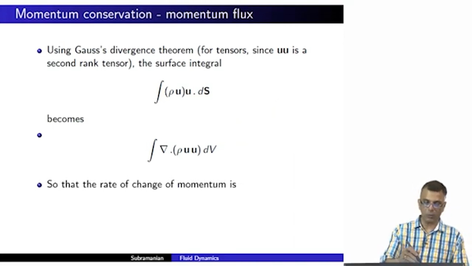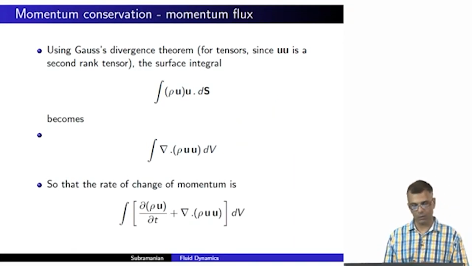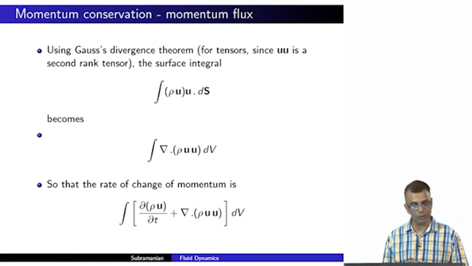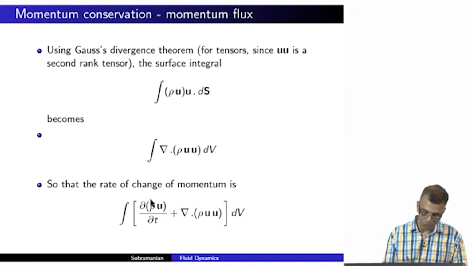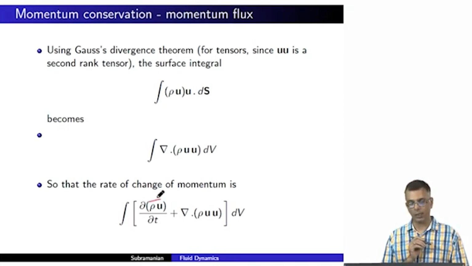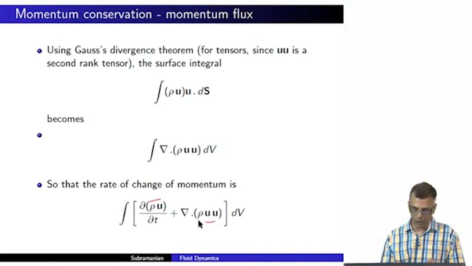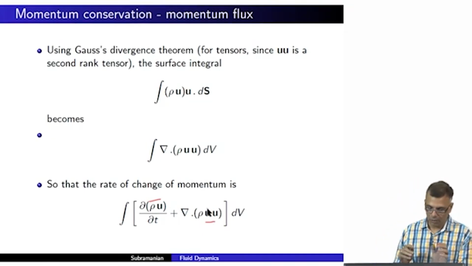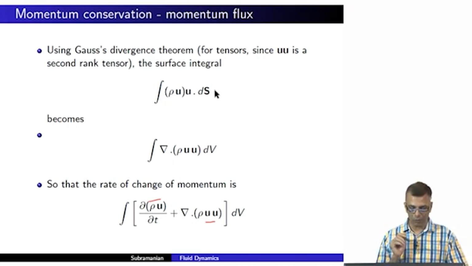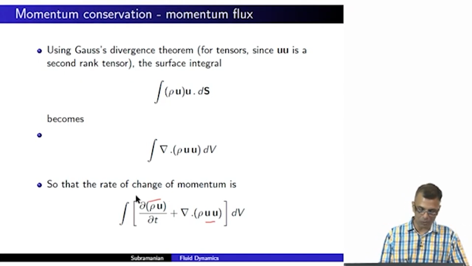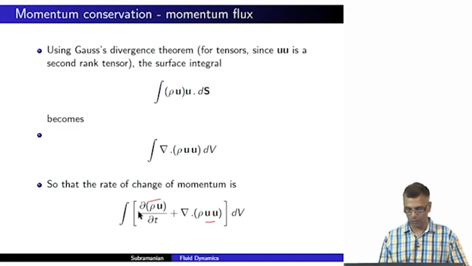So the rate of change of momentum is this. Now notice how similar it looks to what we wrote down for the continuity equation, for the mass conservation equation, except instead of just rho, you have rho u, and the flux is essentially rho u u, where this is not an inner product, it is an outer product. So this quantity is a tensor. The reason we went from the surface integral to the volume integral was because this term was in terms of a volume integral, and you want to put both on the same footing, and so that's what we do.